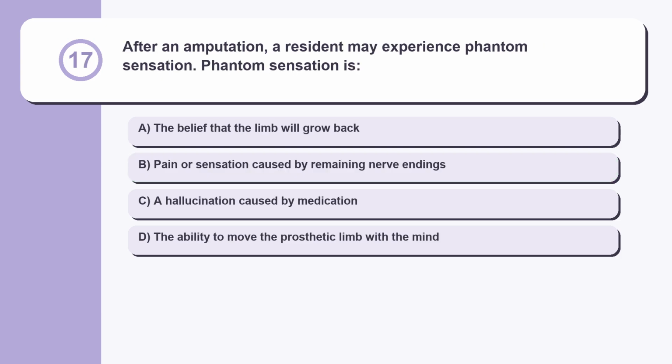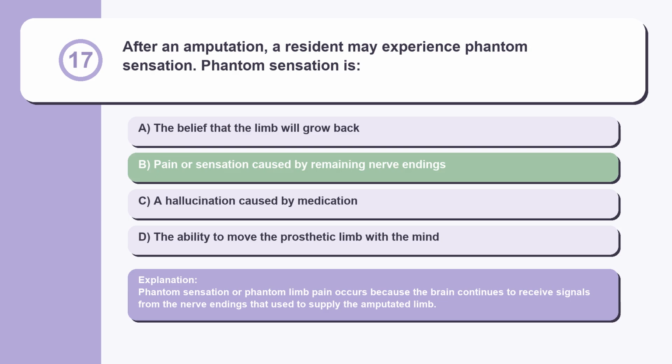Question 17. After an amputation, a resident may experience phantom sensation. Phantom sensation is the belief that the limb will grow back, pain or sensation caused by remaining nerve endings, a hallucination caused by medication, the ability to move the prosthetic limb with the mind. Phantom sensation or phantom limb pain occurs because the brain continues to receive signals from the nerve endings that used to supply the amputated limb.